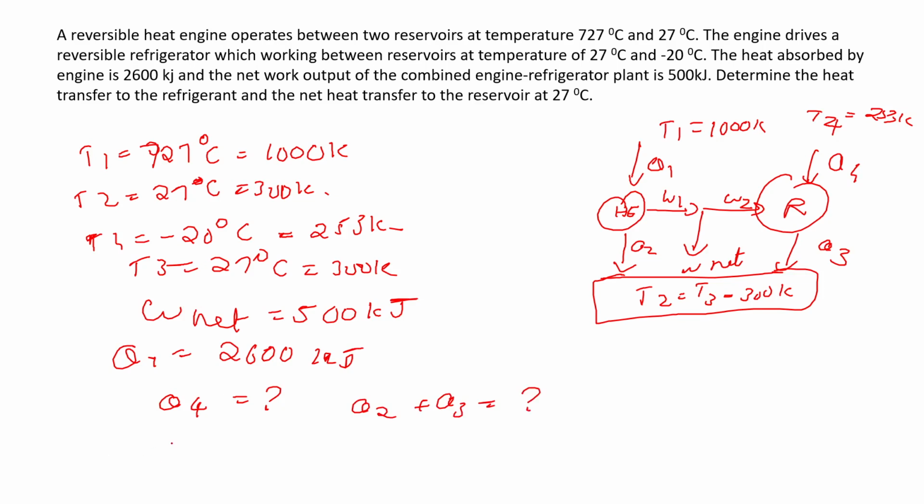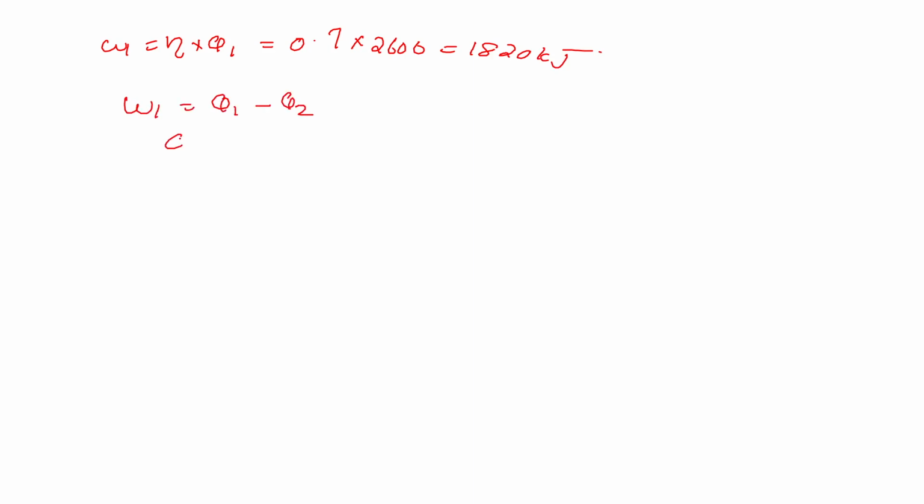Okay, now for this, the efficiency eta by Carnot cycle you can write as T1 minus T2 divided by T1. So it will be 1000 minus 300 divided by 1000, so you can give it as 0.7. Okay, now W1 will be eta times Q1. So 0.7 times 2600 will be 1820 kilojoule. Okay, now W1 is the same as Q1 minus Q2. So from there you will get the Q2 value.